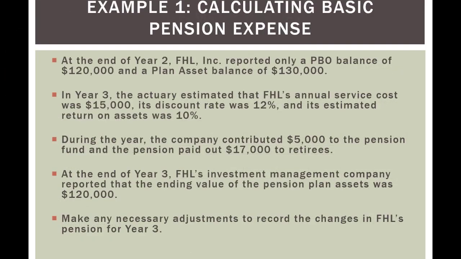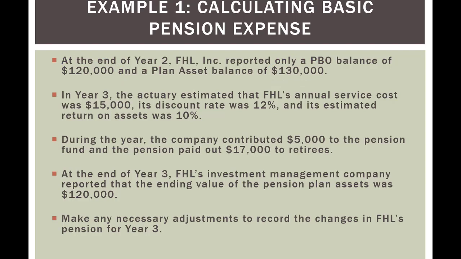At the end of year 2, FHL Incorporated reported only a PBO balance of $120,000. That's our projected benefit obligation, or the amount we think we'll owe. We've got plan assets of $130,000 that we've saved up for this pension. So at the moment, we are fully funded because the 120 is less than the 130.